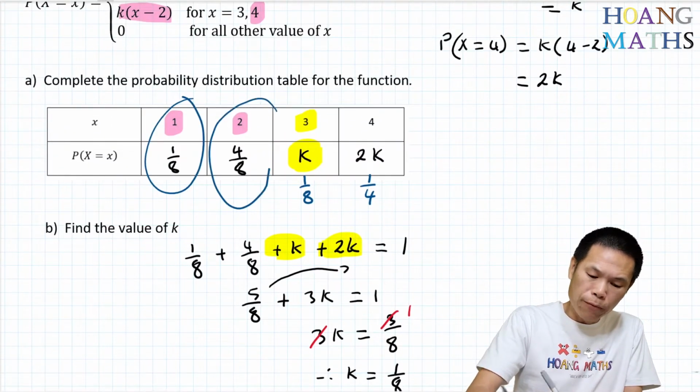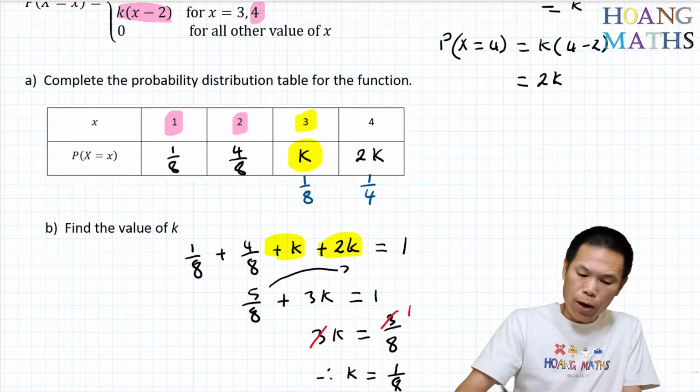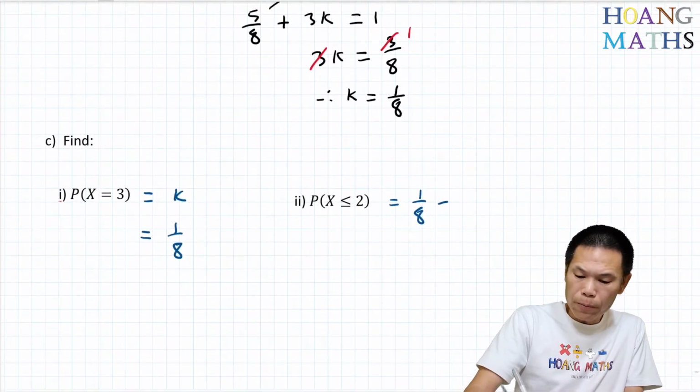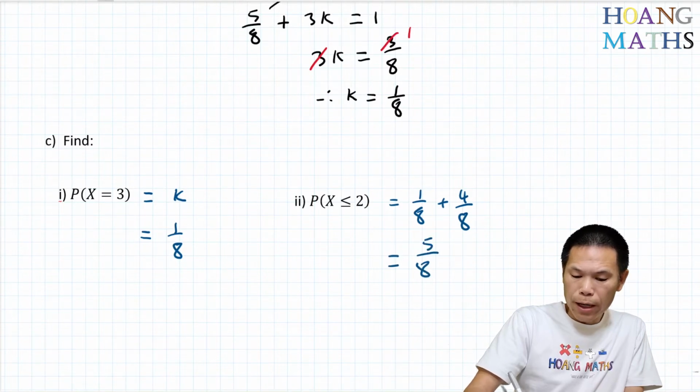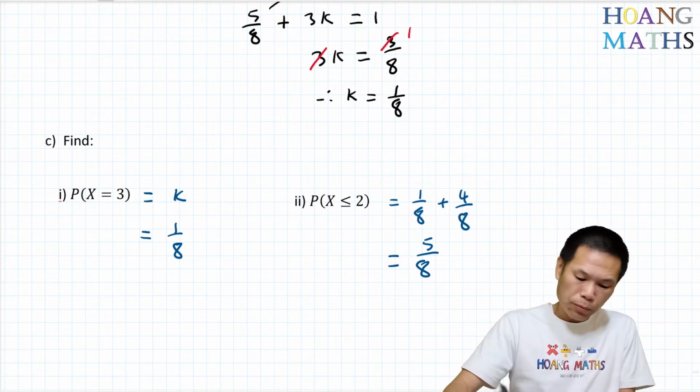And for the probability of x equal to 2, that gives me 4/8. So we just add 4/8. So 1 plus 4 is 5, so 5/8. So there you go.